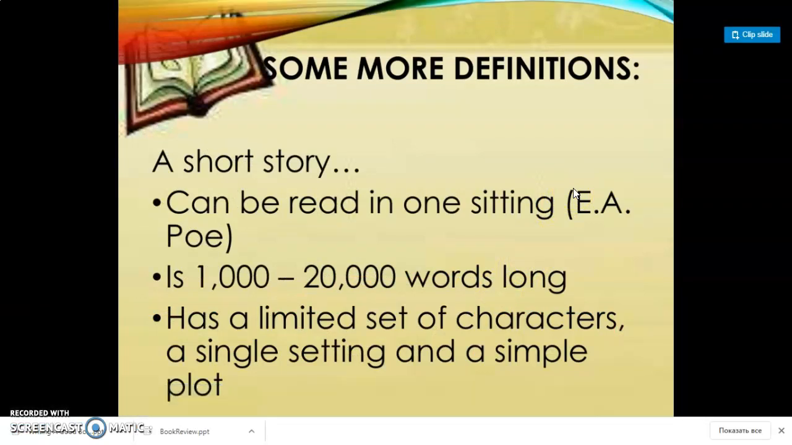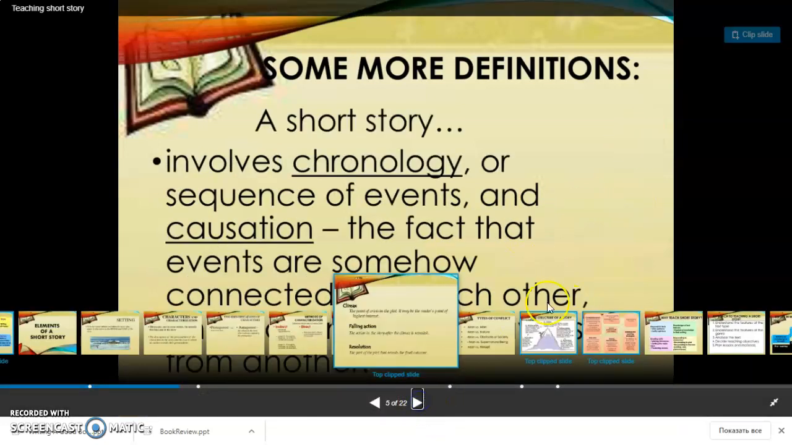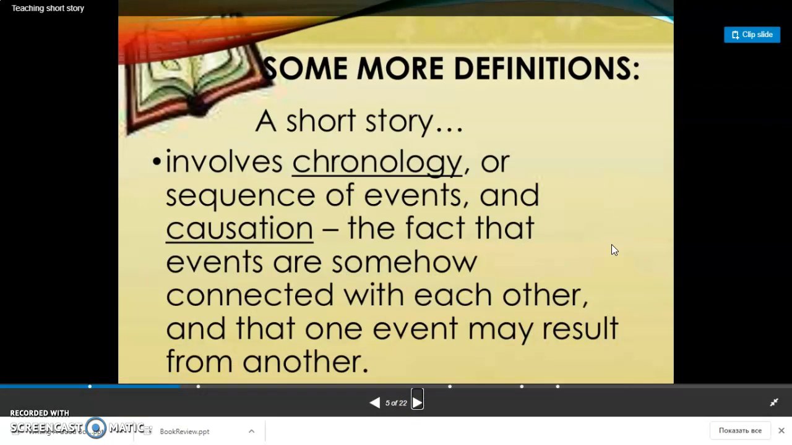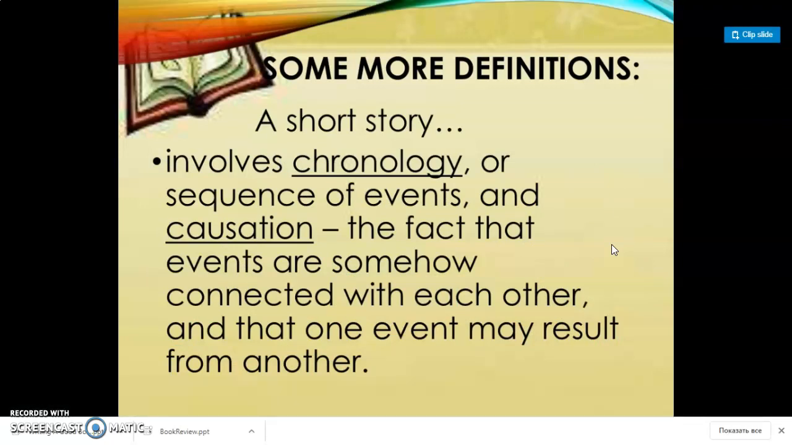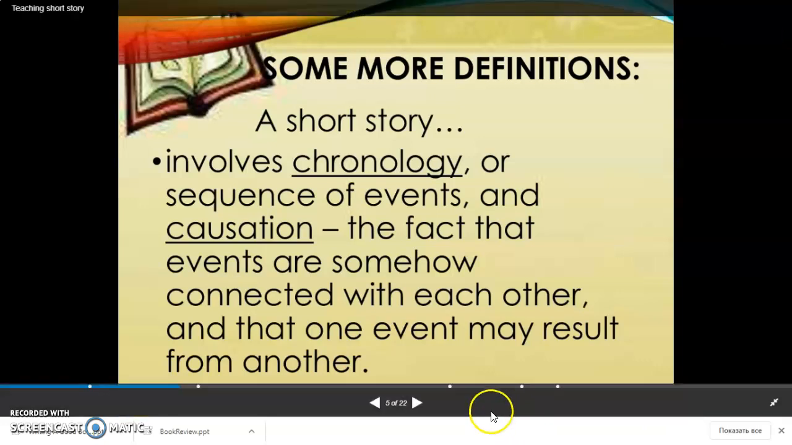They can be read in one sitting and have, as I mentioned before, 1,000 to 20,000 words, a limited set of characters, a single setting, and a simple plot. As I said before, it involves chronology and sequence of events and causation, the fact that events are somehow connected with each other, and that one event may result from another.